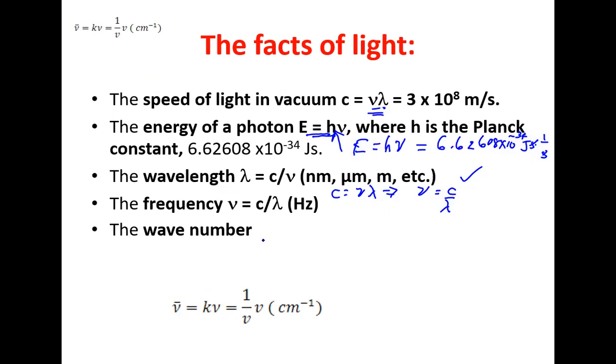So E, the energy of a photon, is equal to h nu, and nu is c over lambda. We want to replace that, so this becomes hc over lambda, correct? So that's just a simple derivation from the two formulas.